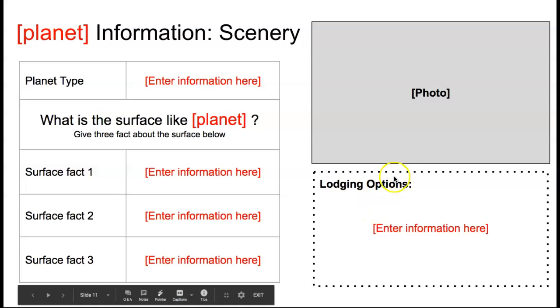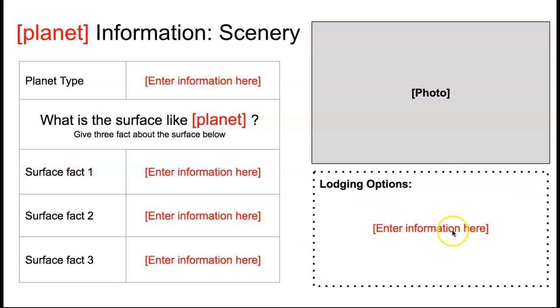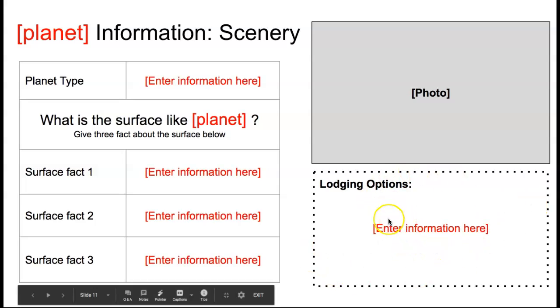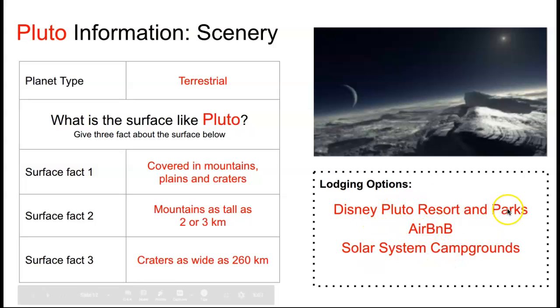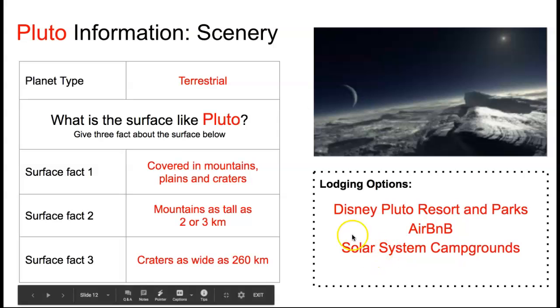And then down here I added this little section about lodging. Where are you going to stay? What could your housing be like when you're there? And a picture. And here for Pluto, it's a terrestrial planet. I have a couple facts about the surface that I got off of the website, and then I made up this Disney Pluto Resort and parks, the Airbnb, and the solar system campgrounds, and a picture of the surface.